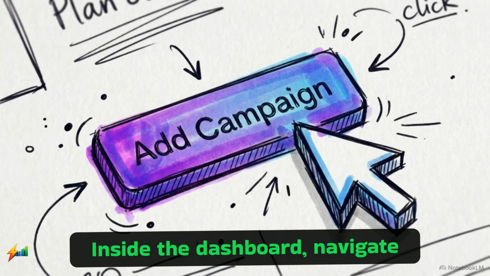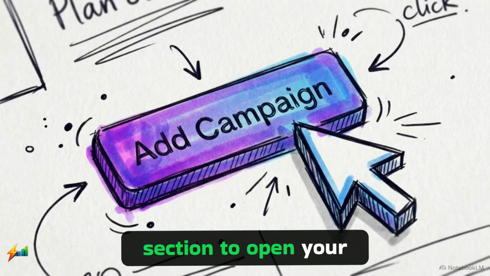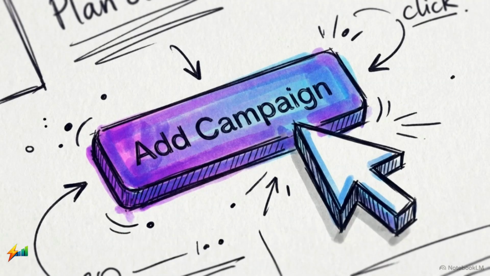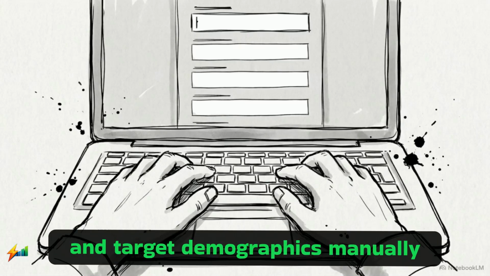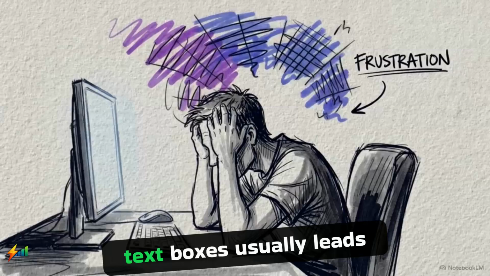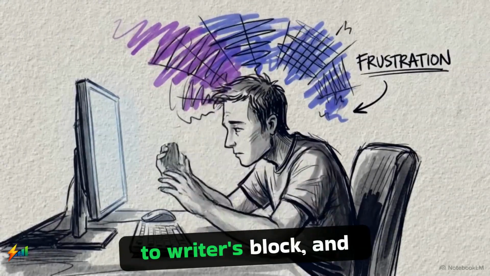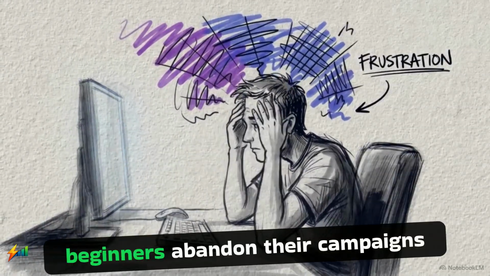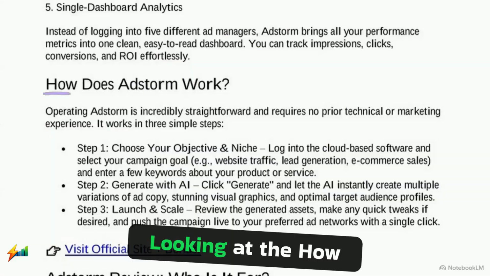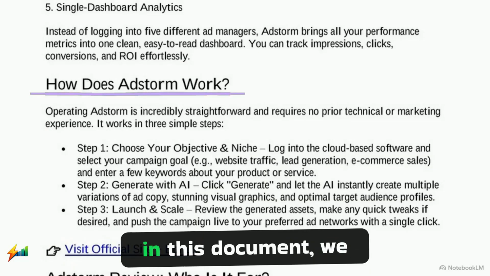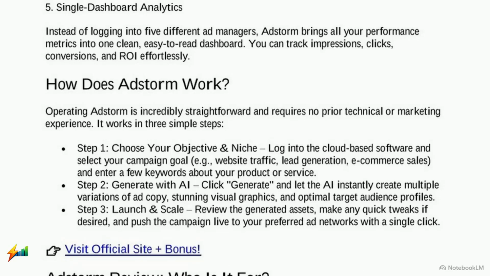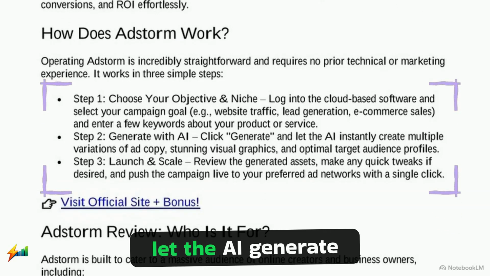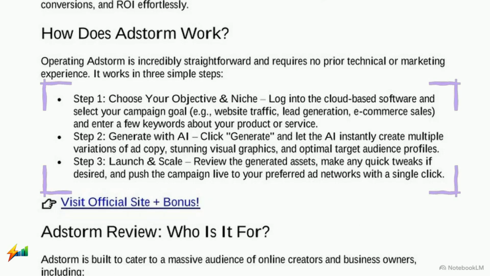Inside the dashboard, navigate to the Ad Campaign section to open your main data entry point. You could type out your product features, benefits, and target demographics manually, but staring at blank text boxes usually leads to writer's block, and it is where most beginners abandon their campaigns. Looking at the How Does Adstorm Work section in this document, we can see the software relies on a simple 3-step sequence. You choose your objective, let the AI generate the variations, and then you launch.